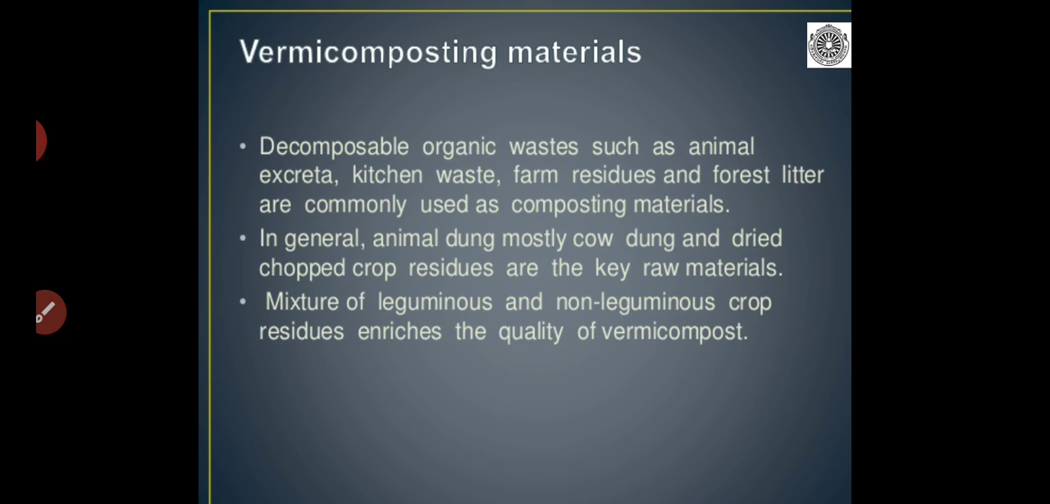Vermicomposting materials. We need some materials to begin this vermicomposting. They are as follows. First, decomposable organic waste such as animal excreta, kitchen waste, farm residues, and forest litter are commonly used as composting materials. In general, animal dung, mostly cow dung, and dried chopped crop residues are the key raw materials. A mixture of leguminous and non-leguminous crop residues enriches the quality of vermicompost.